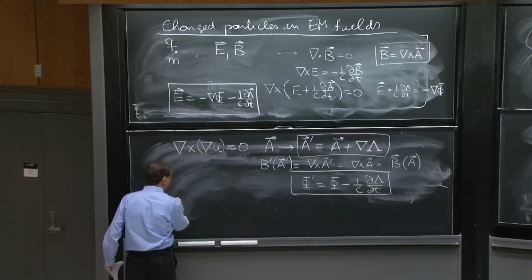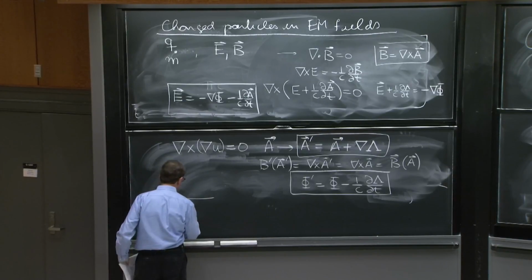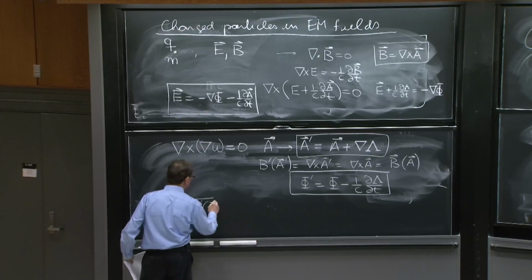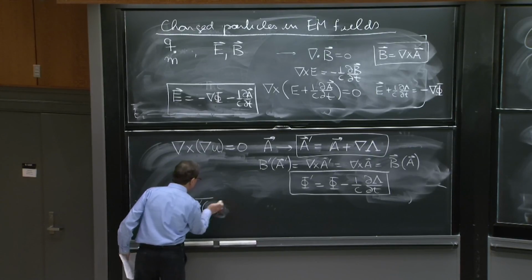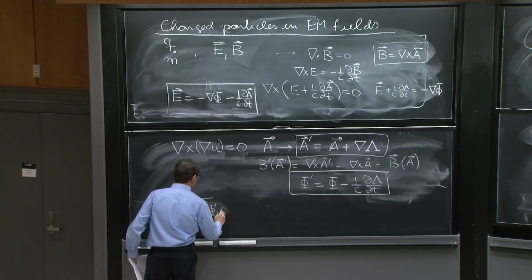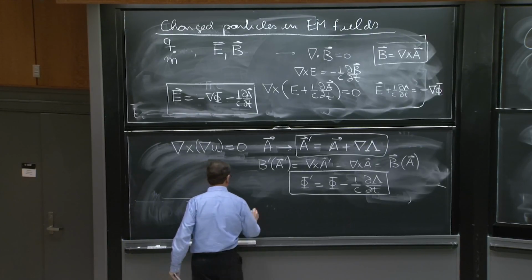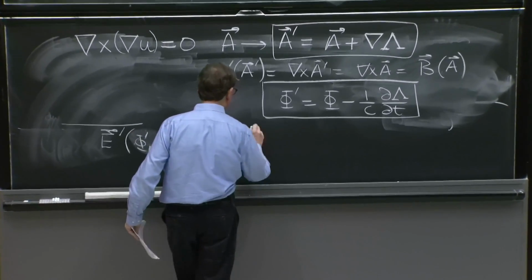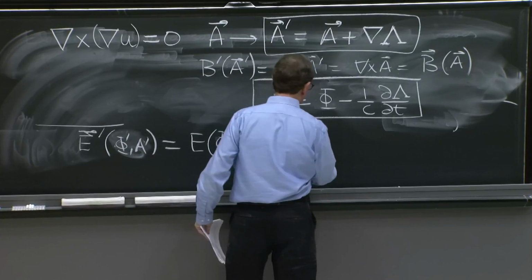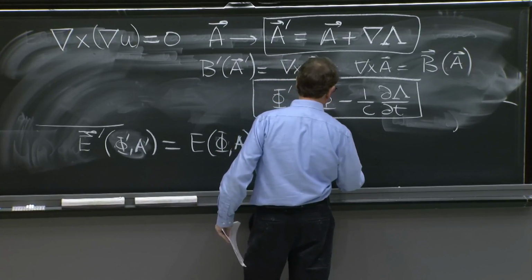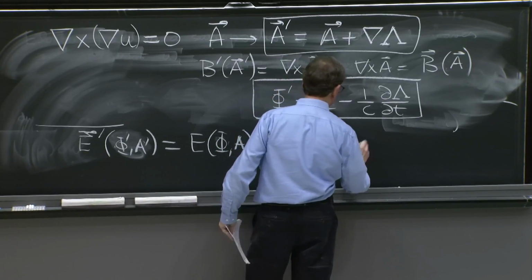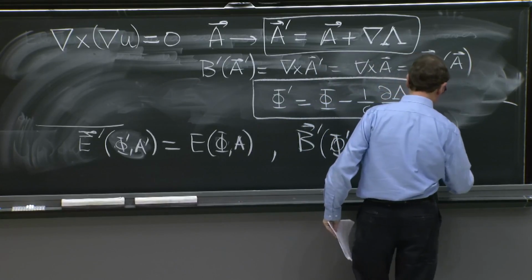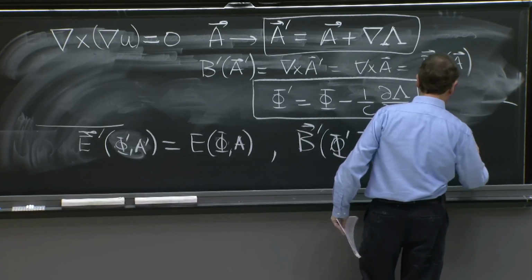So I can summarize this gauge invariance statement by saying that the new electric field due to phi prime and A prime is equal to the electric field due to phi and A. And the new magnetic field due to phi prime and A prime is equal to the magnetic field due to phi and A.